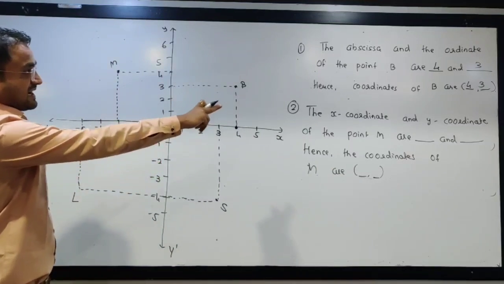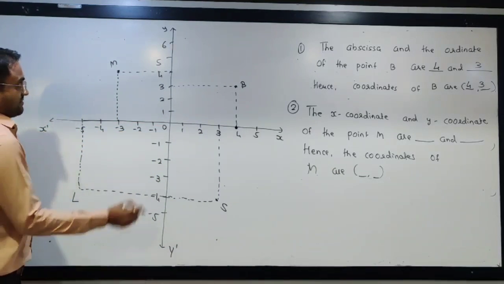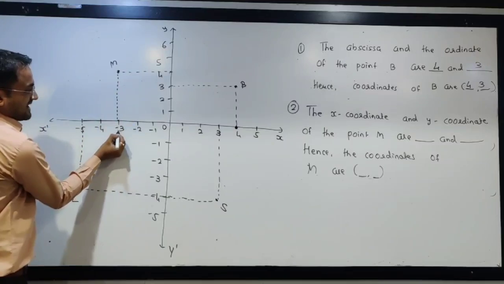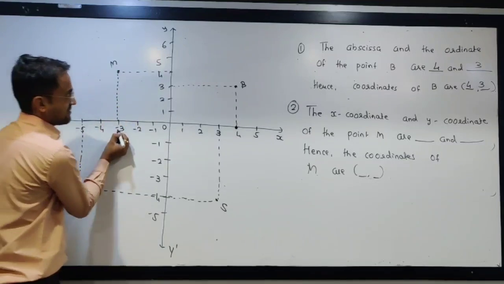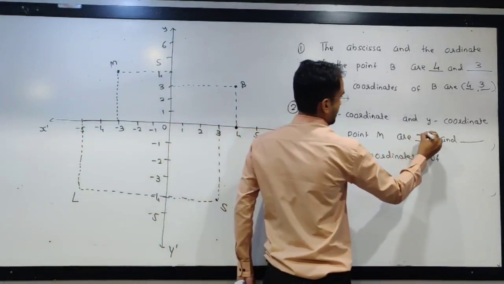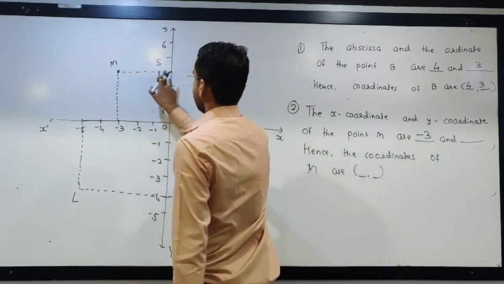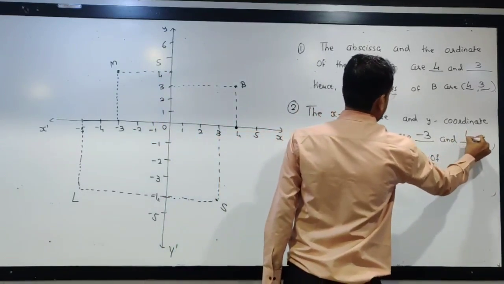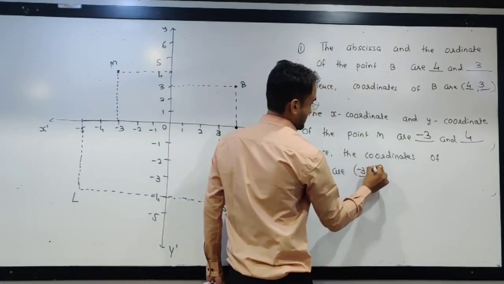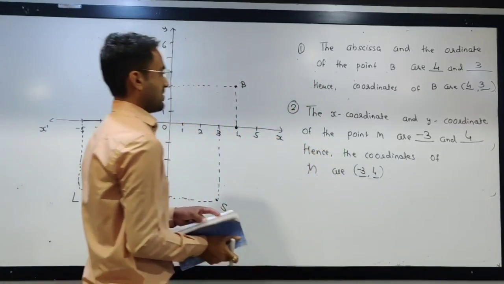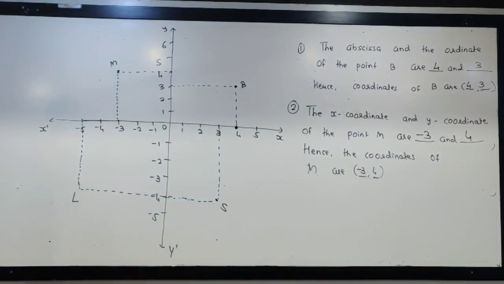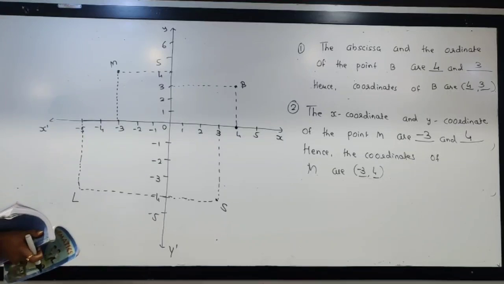So the x-coordinate of M on the x-axis is -3. M on the y-axis is 4. So the coordinates will be (-3, 4). Right? So this way you can give the answer.